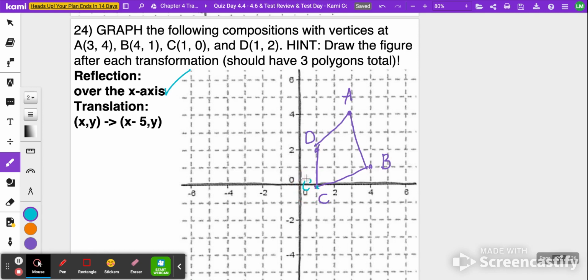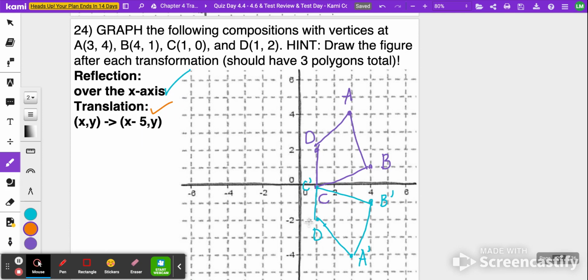C prime is not going to change. D prime is going to be 2 steps away. B prime will be 1 step away. And then A prime will be 4 steps away. Okay? So all we've done so far is just reflected over the x-axis. Now I'm ready for a translation of x minus 5, y.